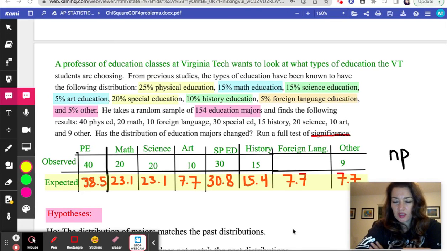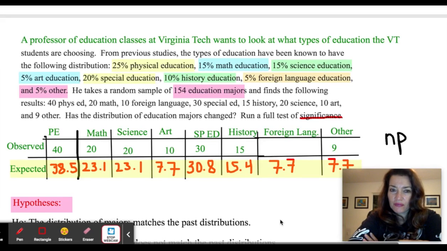Hi, this video will explain a Goodness of Fit chi-square test. The example reads, a professor of education classes at Virginia Tech wants to look at what types of education the Virginia students are choosing. From previous studies, the types of education have been known to have the following distribution. And you can see there are a few lists of different subjects and the percentages from each subject. This is how we know this is categorical data. So whenever we're doing a chi-square Goodness of Fit, it always is categorical data. So let's take a look.